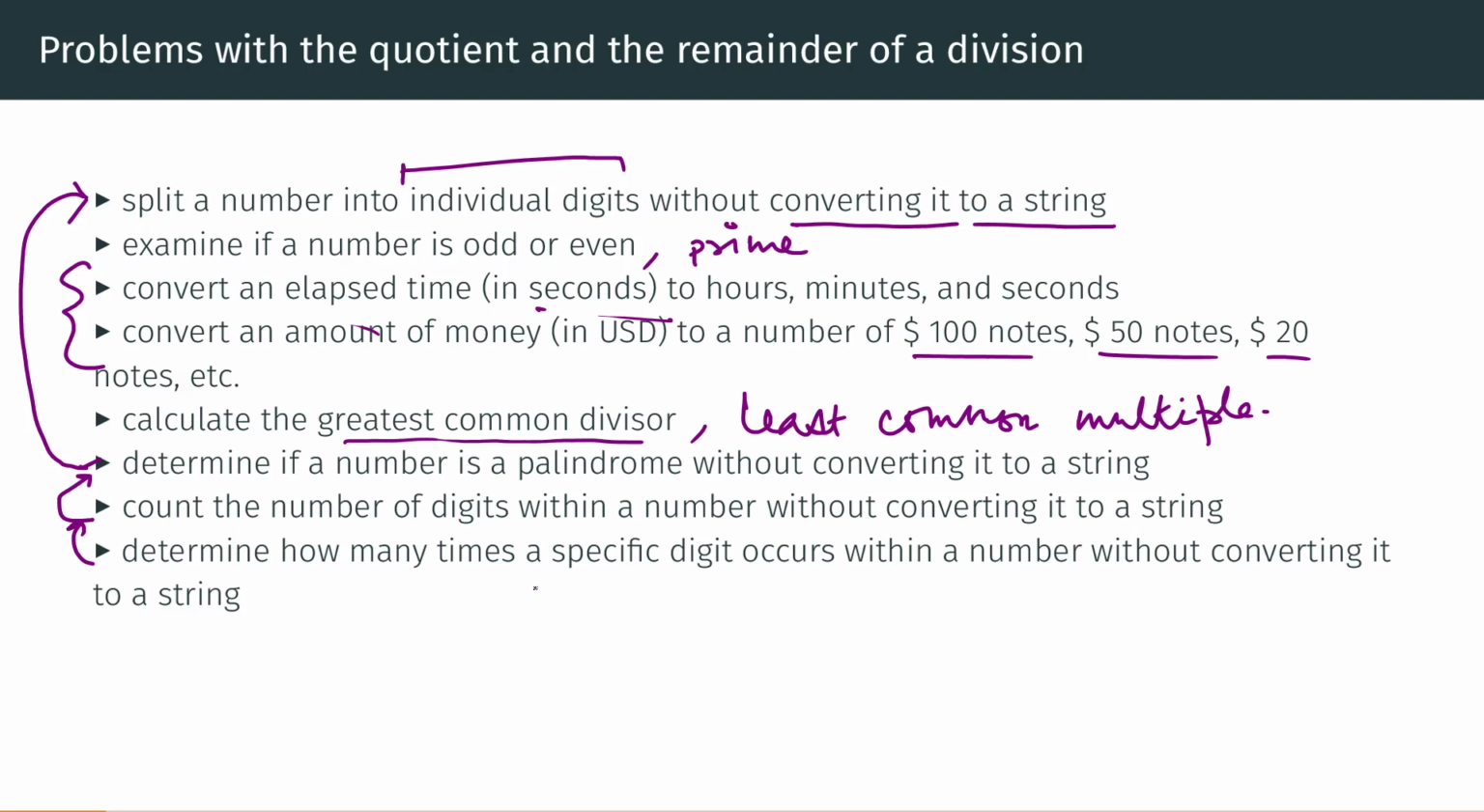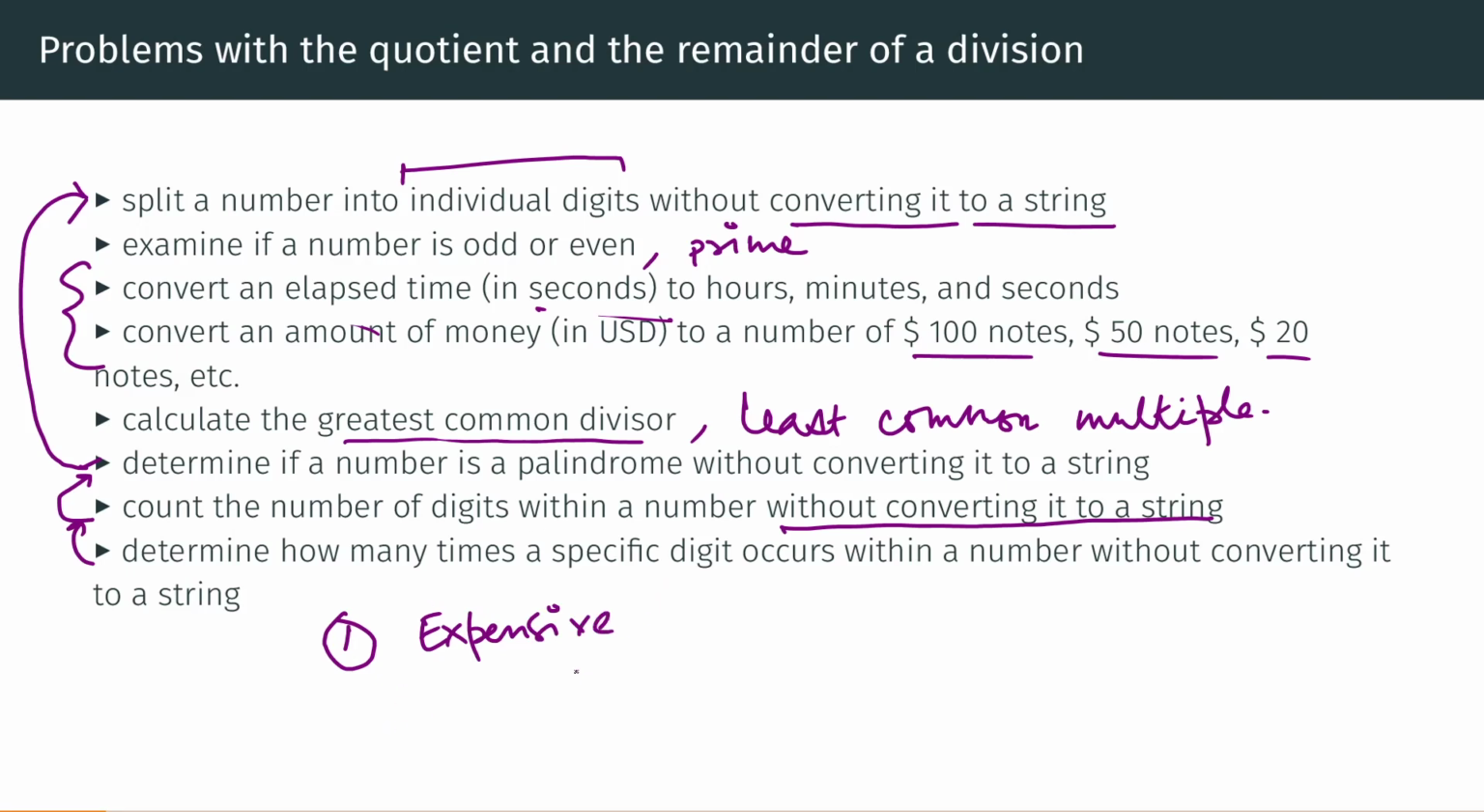Once you get the digits, you can answer the question of how many times a specific digit occurs within a number. And all of these without converting into a string. You might think, why not convert it to a string? There are two reasons for it. Firstly, string conversion is expensive.